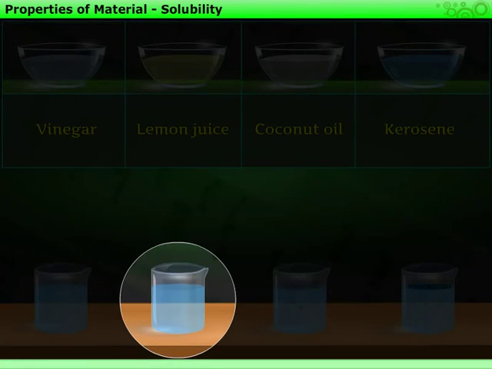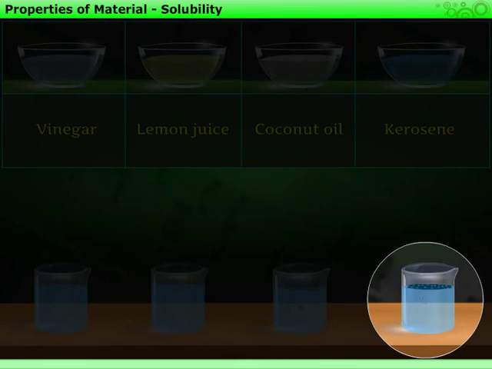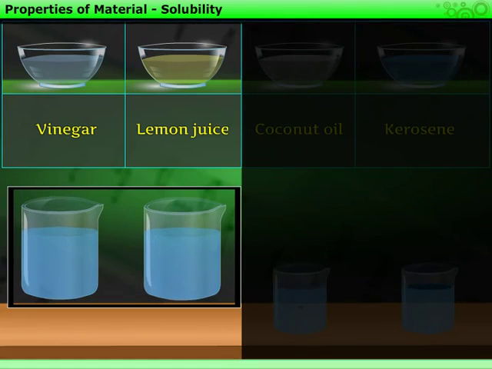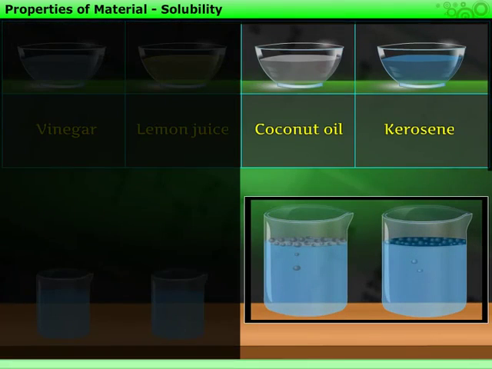Now, carefully observe the contents of the beakers. You will notice that some liquids, that is, vinegar and lemon juice, completely mix with water, while the others, namely coconut oil and kerosene, do not mix with water but form a separate layer on it.